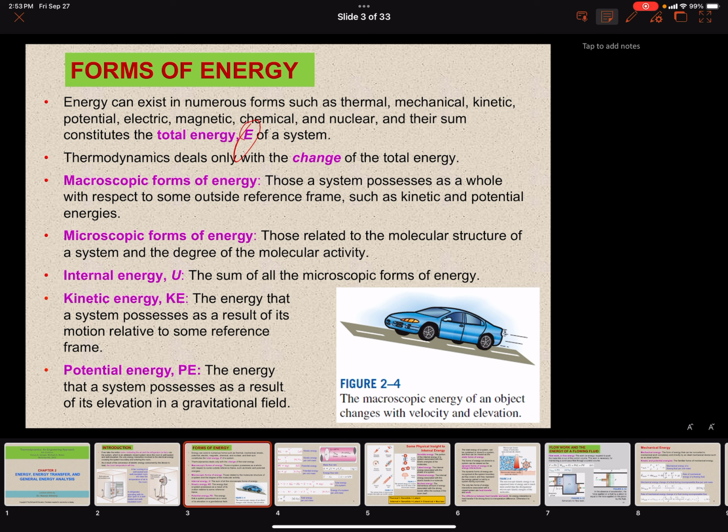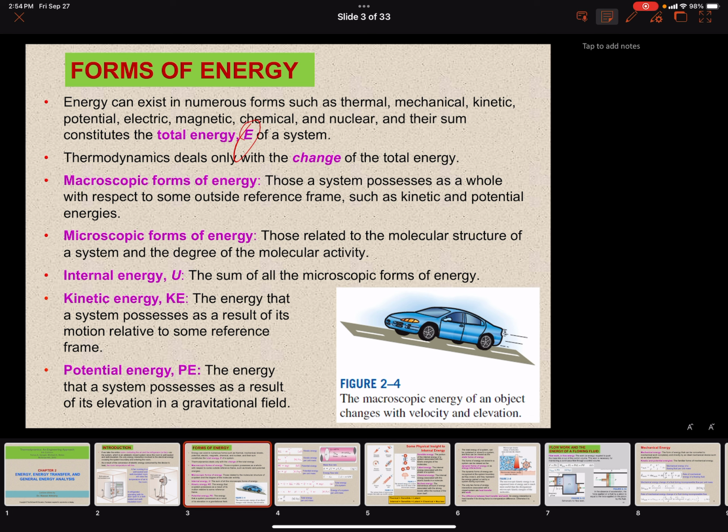Let's talk about the difference between macro and micro. The difference is difficult to pronounce, macro and micro. So macro generally refers to something that is large scale or big. On the other hand, micro refers to something that is small scale or tiny.